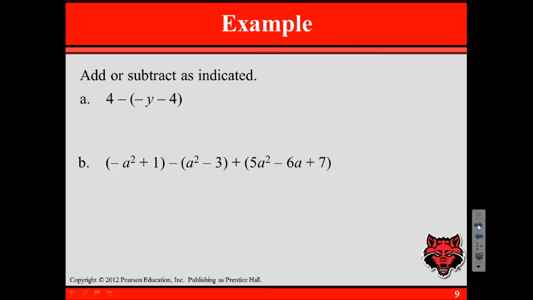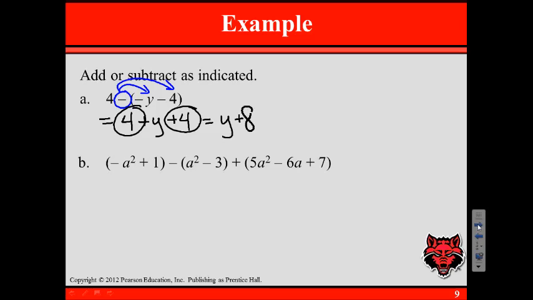Let's try these examples. We're told to add or subtract as indicated. In example A, we have 4 minus the polynomial negative y minus 4. Just like any other subtraction problem, we move the negative sign through the polynomial being subtracted first, and then combine like terms. So this will become 4, negative y becomes plus y, negative 4 becomes plus 4. The only like terms we have in this example are the 4's. So the answer will be y plus 8. 4 and 4 make 8, the y just comes along.